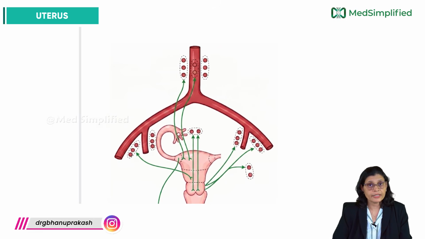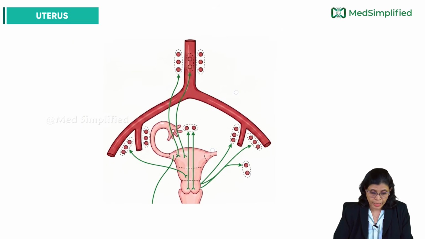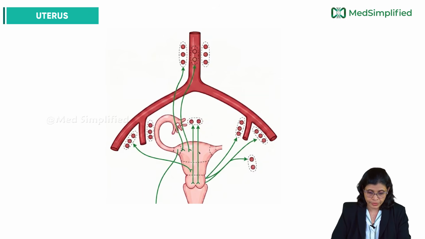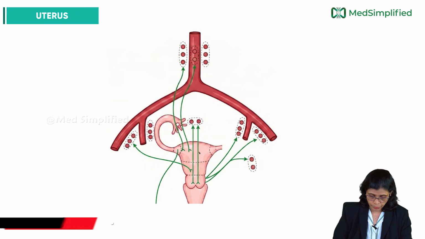Next important is the lymphatic drainage of the uterus. Why is lymphatic drainage important? Because the malignant spread of cancer of the uterus is through the lymphatics. So now we will see how the lymphatics are formed. From the fundus and the upper part of the body of the uterus, the lymphatics mainly drain into the pre- and para-aortic group of lymph nodes.